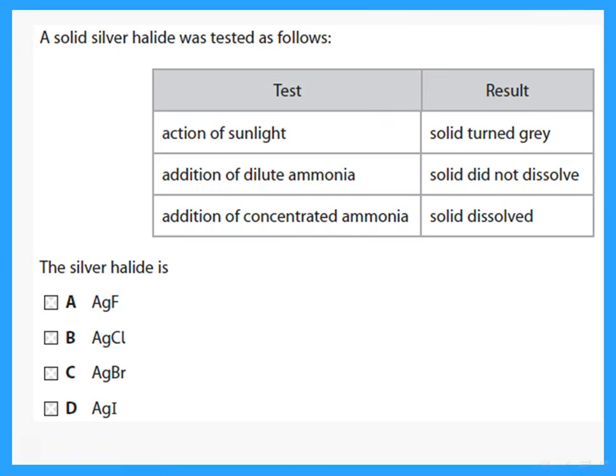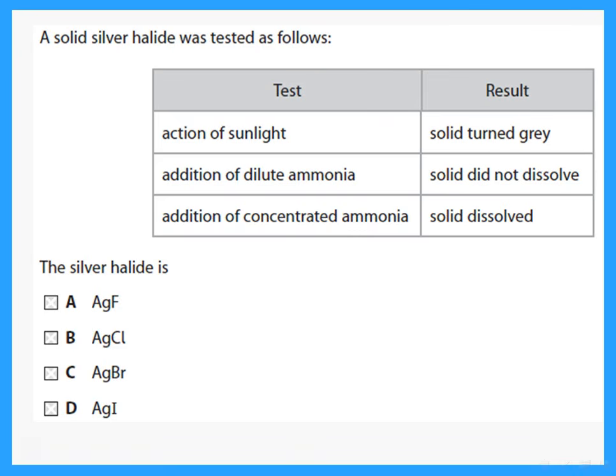Action of sunlight, it turns gray. Well, we said all of them turn gray. Action of dilute ammonia, it does not dissolve. If it does not dissolve, then it's not what? Then it's not chloride, because we said the chloride would dissolve. So if he says it does not dissolve, that means it's bromide or iodide.